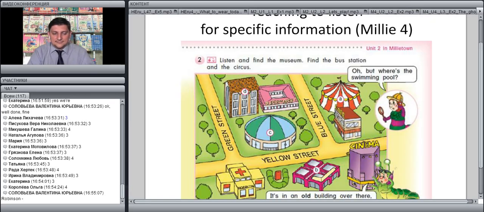Unit 2, Lesson 2, Dialogue. Where's the museum?